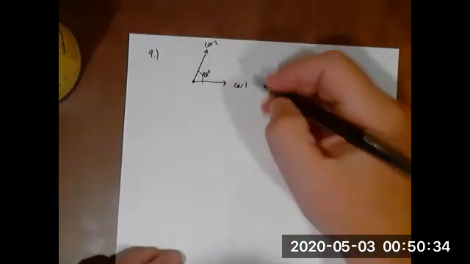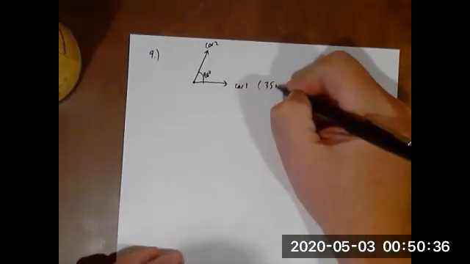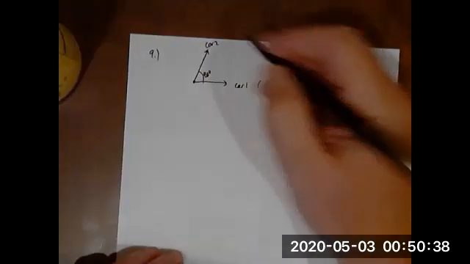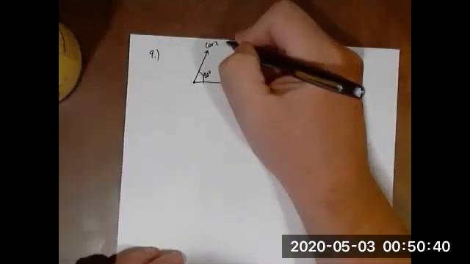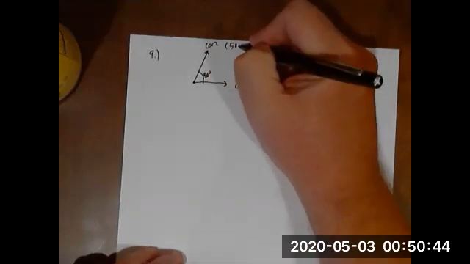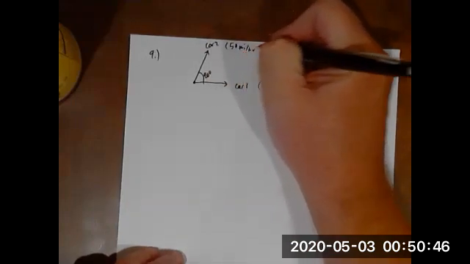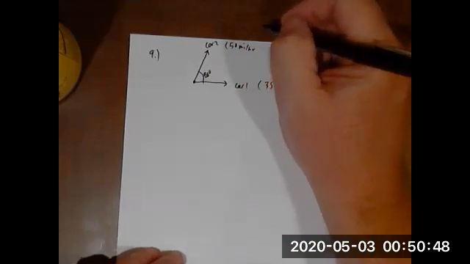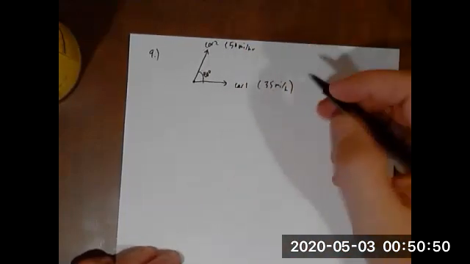Their speeds: car 1 is 35 miles per hour, car 2 is 50 miles per hour. How far apart are they after 40 minutes?